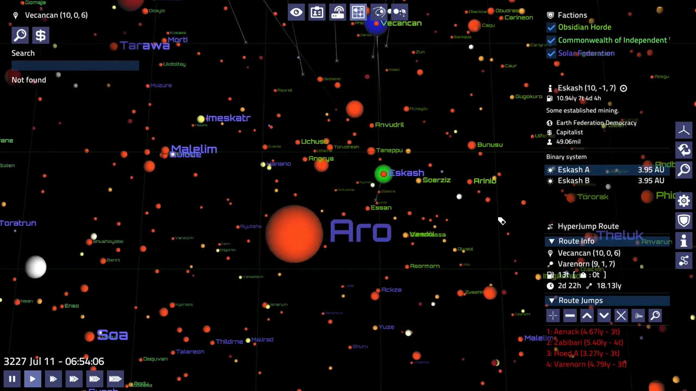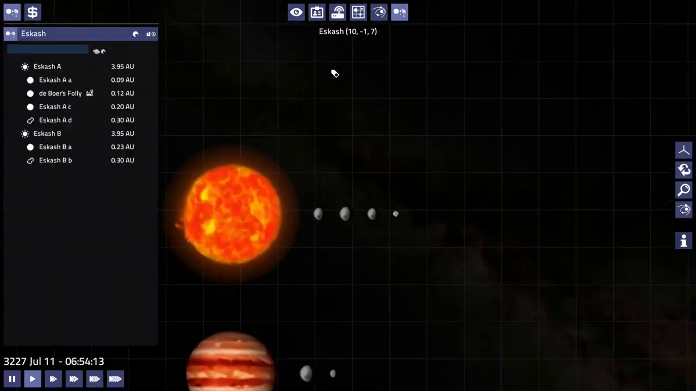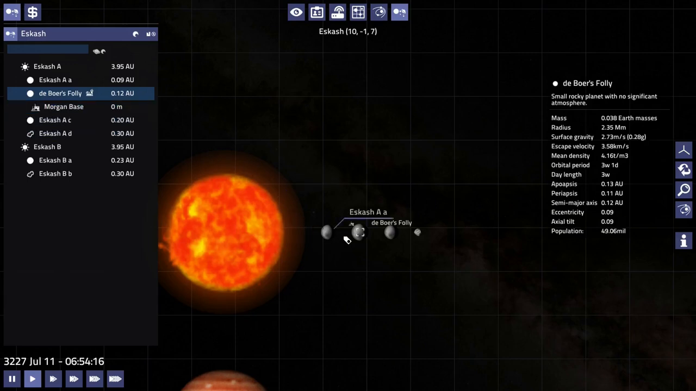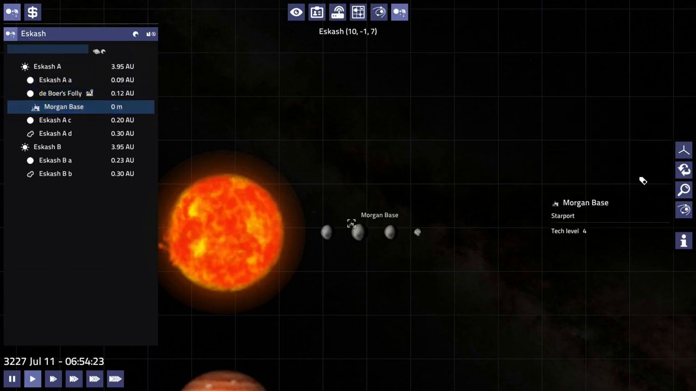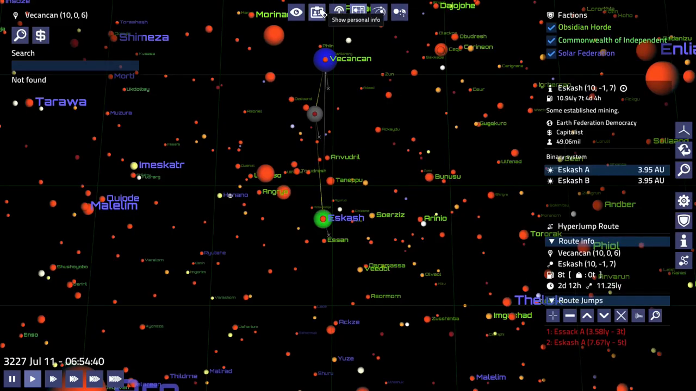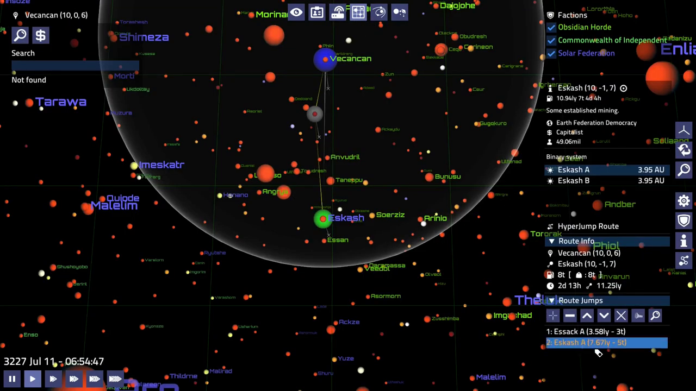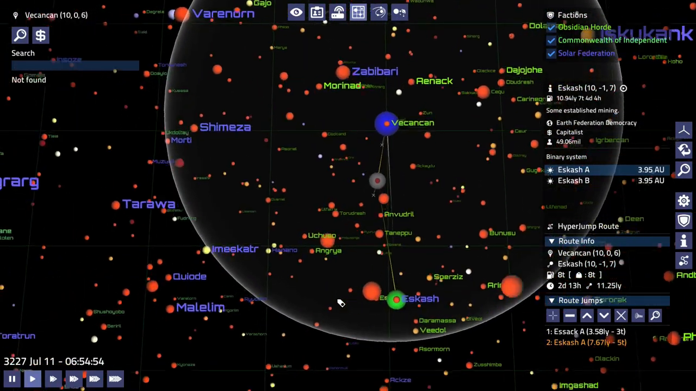Eshkash, on the other hand, is rather close, right? We only need 8 tons of fuel, 2 jumps, very close. And look at that, De Boer's Folly is just 0.12 AU from the sun. Morgan's Base, not exactly a high-tech starport, but it's close enough that we should be able to get there fairly quickly. So we need 8 tons of fuel. Let's get our fuel and see if we need some more after that. Nope, 8 tons will do it. Only 2 days, too, so that's pretty nice.